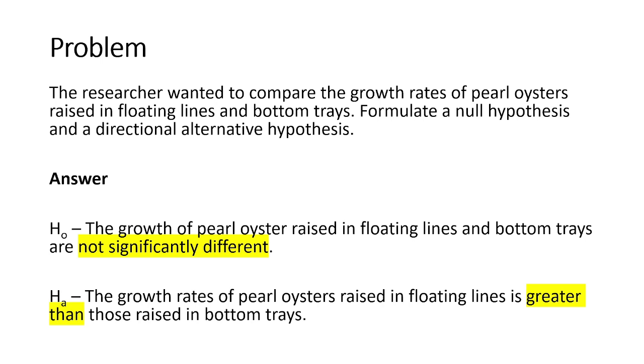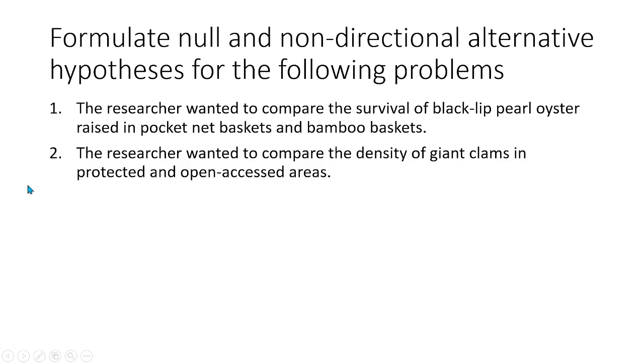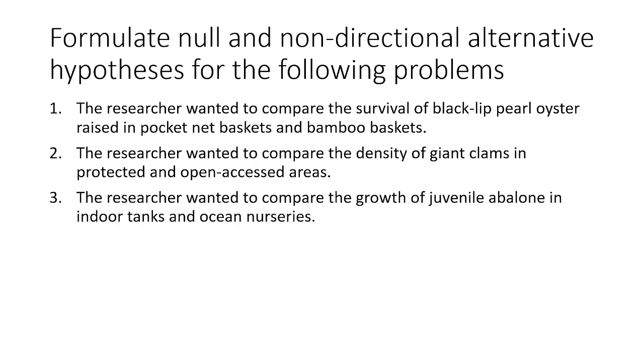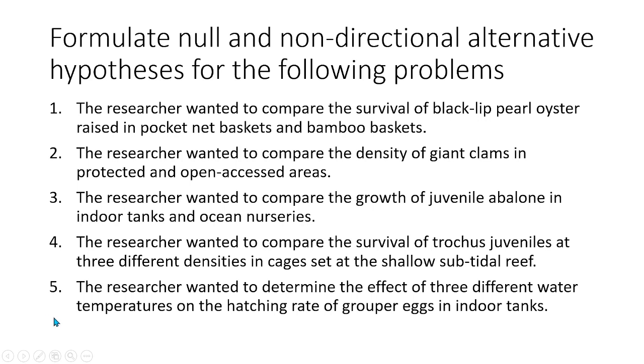Now it's your turn to formulate the null hypotheses and non-directional alternative hypotheses for the following problems. Number 1, the researcher wanted to compare the survival of black-lipped pearl oysters raised in pocket net baskets and bamboo baskets. Number 2, the researcher wanted to compare the density of giant clams in protected and open-accessed areas. Number 3, the researcher wanted to compare the growth of juvenile abalone in indoor tanks and ocean nurseries. Number 4, the researcher wanted to compare the survival of Trachinotus juveniles at 3 different densities in cages set at the shallow subtidal reef. And number 5, the researcher wanted to determine the effect of 3 different water temperatures on the hatching rate of grouper eggs in indoor tanks.